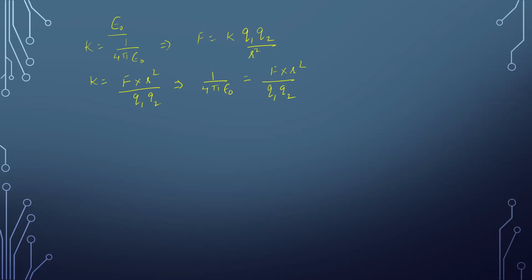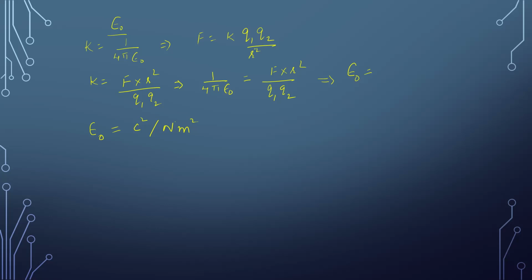So basically, we are trying to find the dimensions of epsilon naught. We can find them from here, and also, as I told you, the units of epsilon naught are Coulomb square upon Newton meter square. You can do it from here too, because 1 upon 4 pi will not have any dimensions.